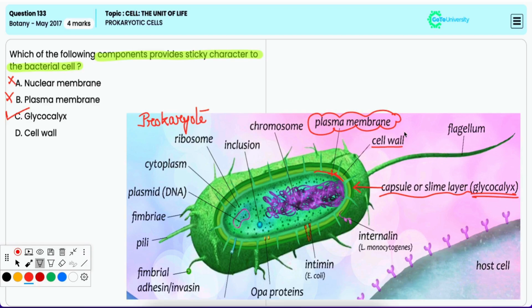Option D, cell wall. It is also incorrect because the cell wall provides structural support and shape to the bacteria, but it does not impart any sticky characteristic.